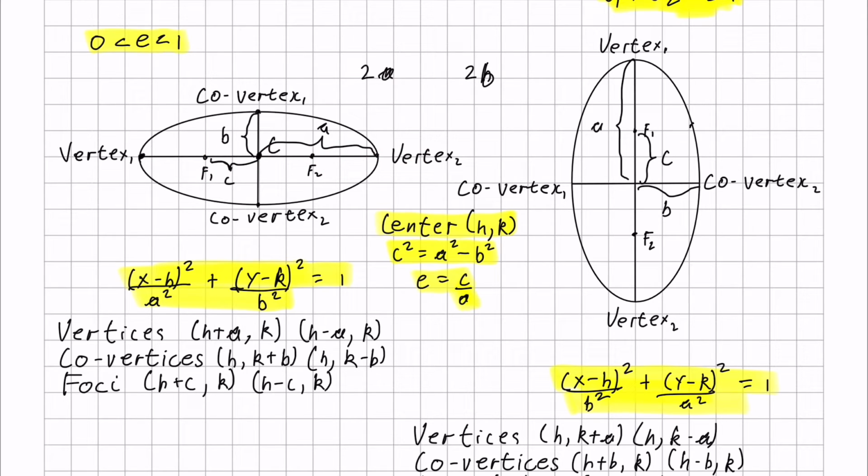When you're trying to find the foci, you've got to be careful. If this is a horizontal ellipse, you've got to add or subtract c to the x variable. But if it's vertical, then the foci would be on the major axis, which is vertical as well, and you've got to add or subtract c from the y variable.